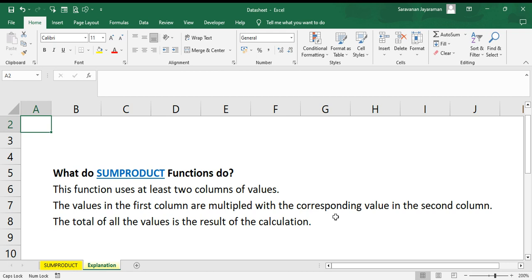In this video, we will learn the function SUMPRODUCT. This function uses at least two columns of values. That means the data has to be in two columns, and the values in the first column are multiplied with the corresponding value in the second column. And the total of all the values is the result of the calculation. It's difficult to understand through these sentences, so we will understand it by an example.